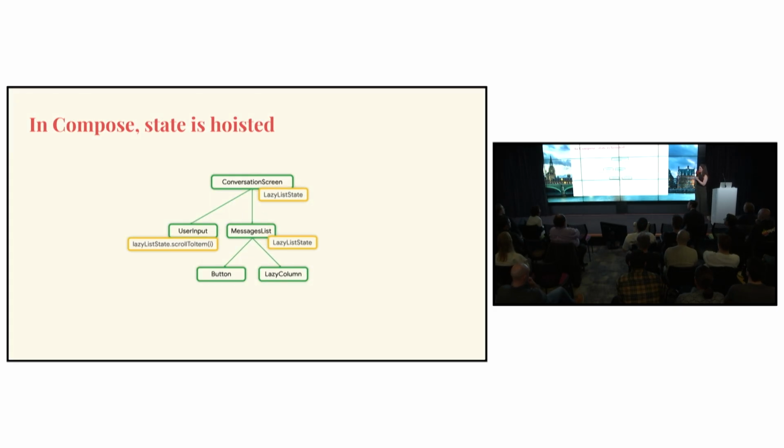Compose, on the other hand, does this thing called state hoisting. So if you've got this lazy column that has this concept of the lazy list state and you want it in the user input screen as well, you would have to hoist the state. So the state has been hoisted up, as you can see, to the conversation screen, can then be passed to that user input component. So state hoisting is where you declare the state at the highest possible point so that you can share it between the child views.